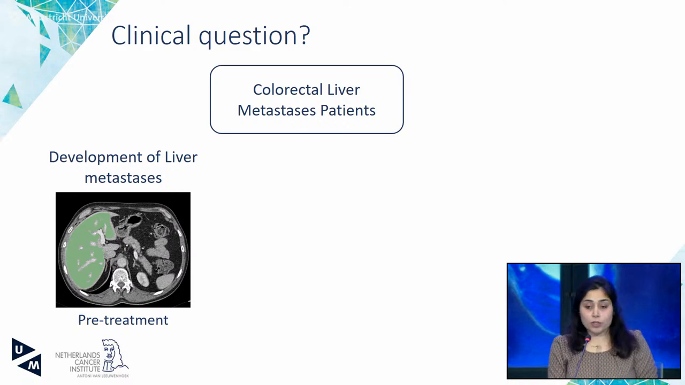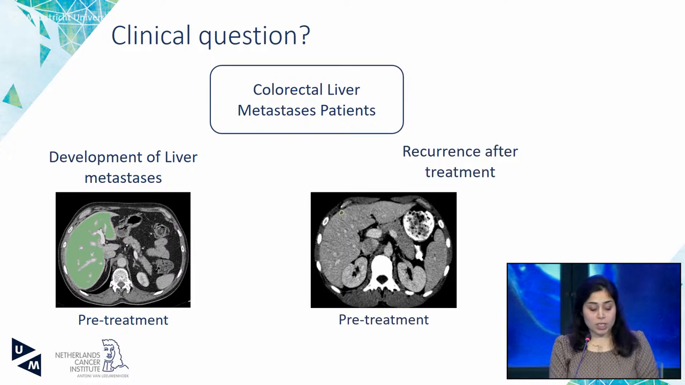We select the liver as the region of interest, and the aim is to see if the radiomics features from the liver can say something about the prediction of liver metastasis. The next clinical question is whether the lesion in the liver can say something about how well it responds to the treatment.